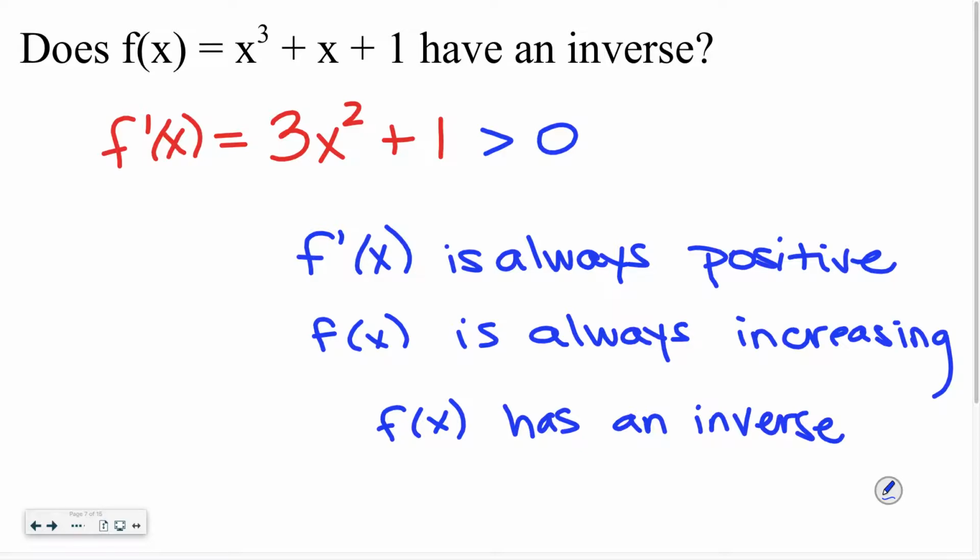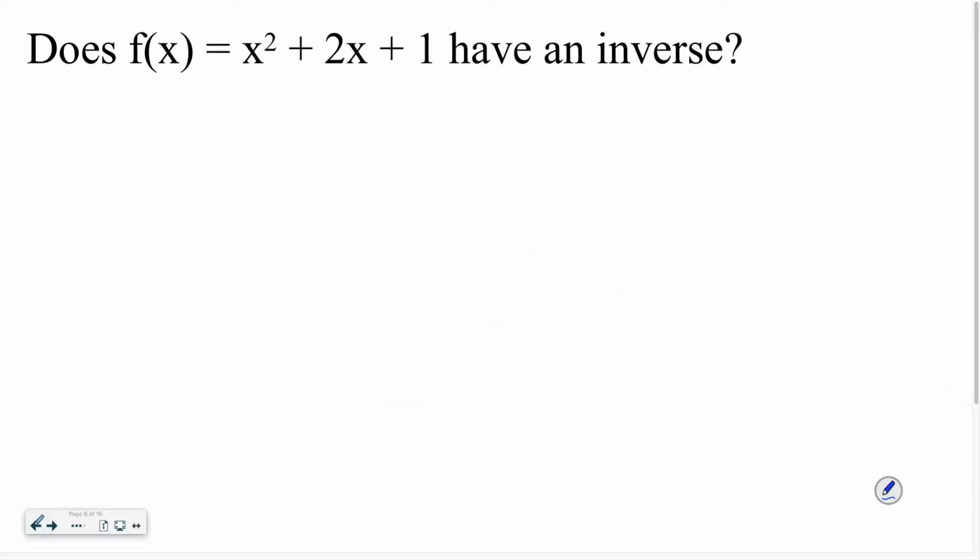The last two statements are supposed to be f of x, because if f prime is positive, then f of x is increasing. And we're really concerned about whether our function has an inverse. Okay. I was hoping that they would be here by now. Okay, so we'll talk about this one also. X squared plus 2x plus 1.